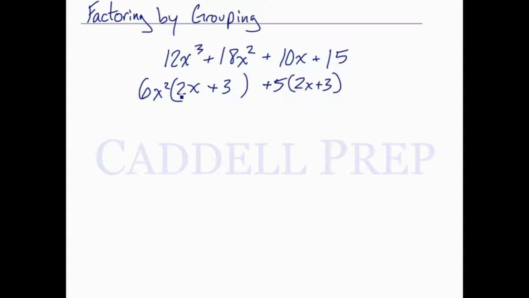We have 6x squared times 2x plus 3 plus 5 times 2x plus 3. So take the 2x plus 3 out, and then we'll be left with 6x squared. When we take it out of here, we're left with a plus 5. So this factored is 2x plus 3 times 6x squared plus 5. Alright, let's look at one more.